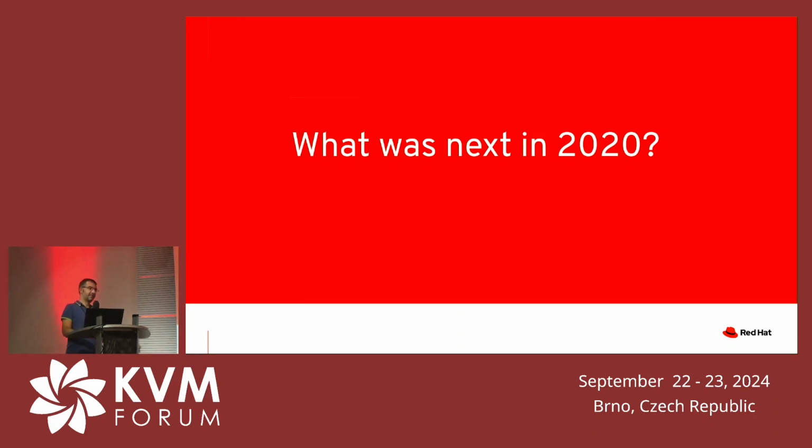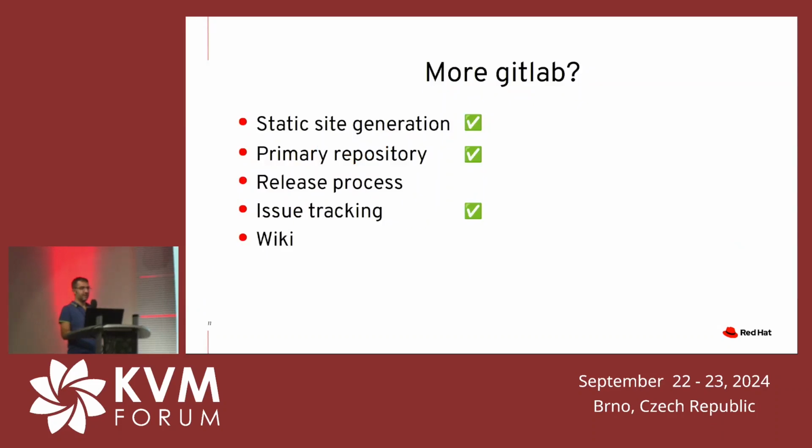And also, a big thing that I will talk about later. Let's see what was next in 2020, when I last did the QEMU status report. We were talking about moving more stuff to GitLab. Static generation moved there, the primary repository moved there, the issue tracking moved there. We decided that the wiki would stay as MediaWiki because it's a different model than GitLab, and we found a better way to host it as a Podman container, which makes the updates much easier, and therefore we kept it on the Oregon State University infrastructure.